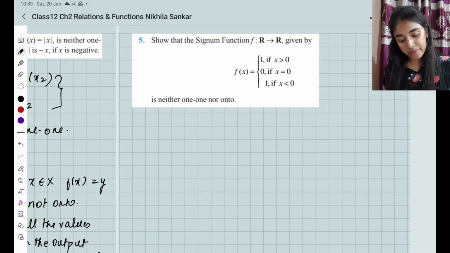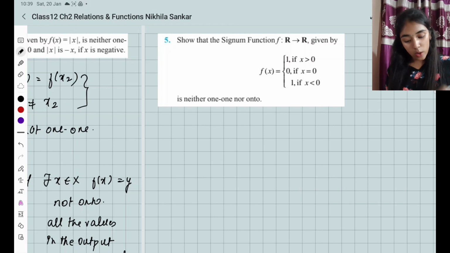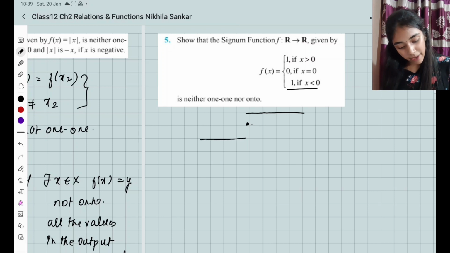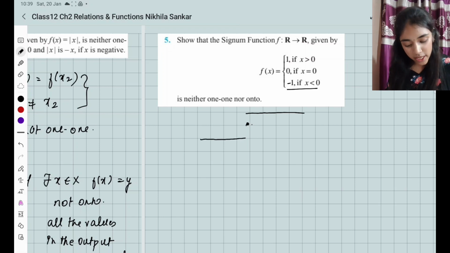Question number 5. You have f of x equals 1 when x is greater than 0, f of x equals 0 when x is equal to 0, and f of x equals minus 1 when x is less than 0. So, what does this mean? At 0, it is going to be 0. Then when x is greater than 0, it is always going to be 1. If x is less than 0, it is always going to be minus 1. In this place, this is going to be a minus 1. Okay. So, this is the case.